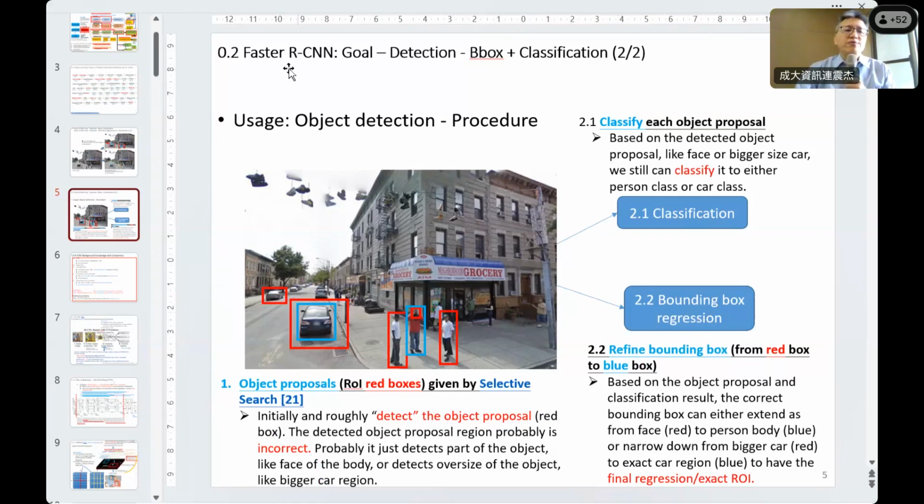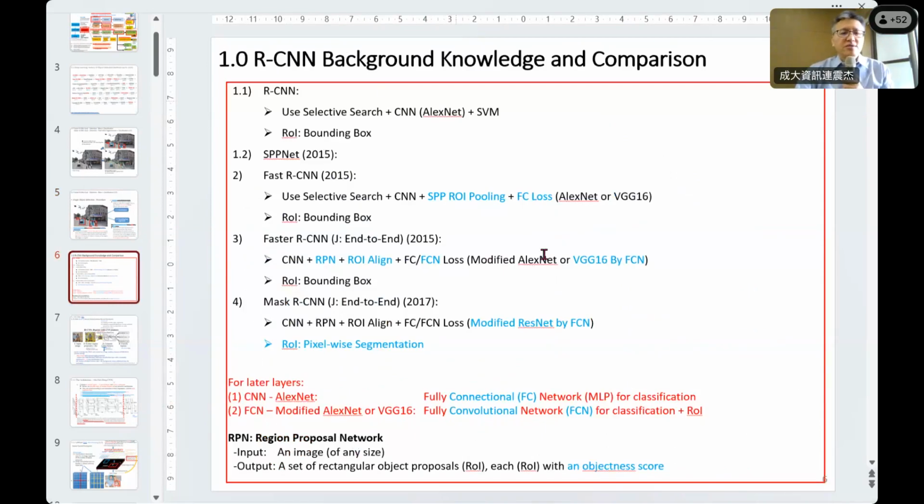So for Faster RCNN, we have 2 loss functions. One is this one, we call RPN, region proposal network. The second is this one, for the refinement, for the classification. So the history is here, for the region convolutional neural network. I will explain the history and show the result to you.